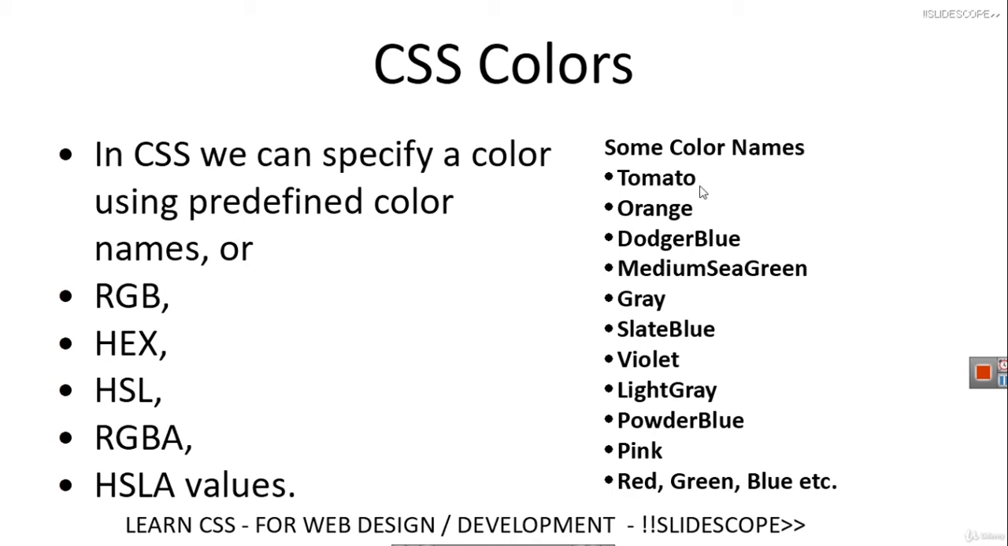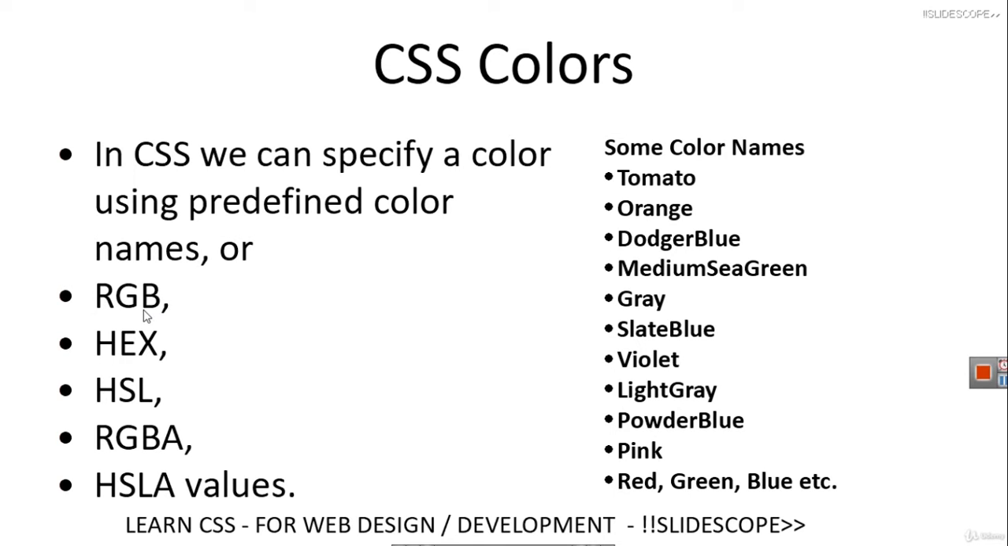We have some color names here like tomato, orange, dodger blue, medium sea green, grey, slate blue, violet, light grey, powder blue, pink. Then we have some common names like red, green, blue, yellow, black, white, etc. So we can use these common names, and we have some special names also, like tomato, dodger blue, powder blue. There are other ways of writing a color also.